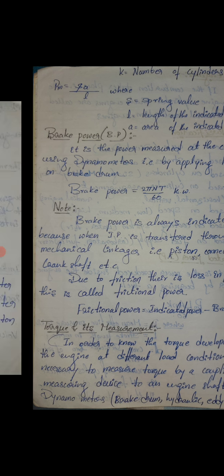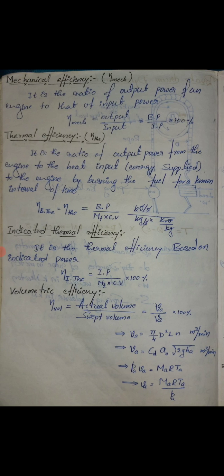After calculating the brake power, now we are going to calculate the mechanical efficiency. Mechanical efficiency is the ratio of output power of an engine to that of input power. Here the output power is the power that is available at the crankshaft, and the input power is the power developed inside the cylinder by burning of the fuel. That is nothing but the indicated power. I explained in the last class how to calculate the indicated power. It is PLANK.